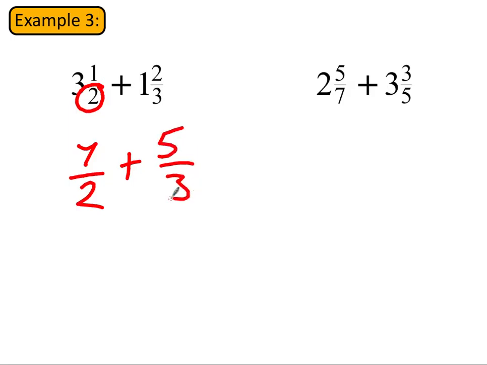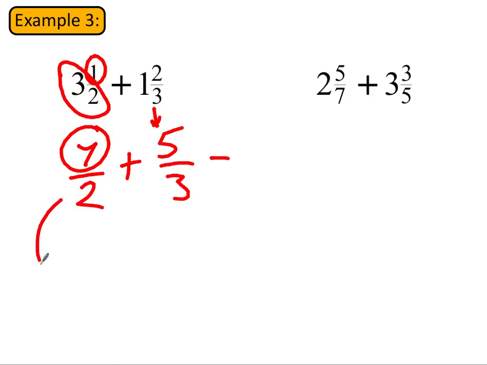Now, there's a quick way of doing this, which is to get that denominator and multiply it by the whole number there. So 3 times 2 is 6, plus 1 gives us the 7. 1 times 3 is 3, plus 2 gives us the 5. So that's how we could do this quickly.